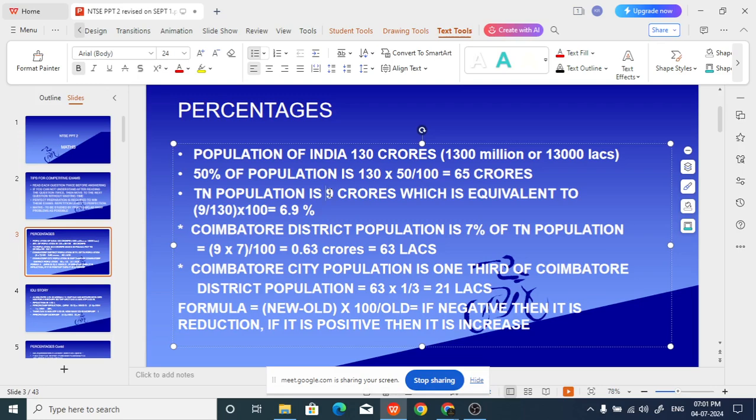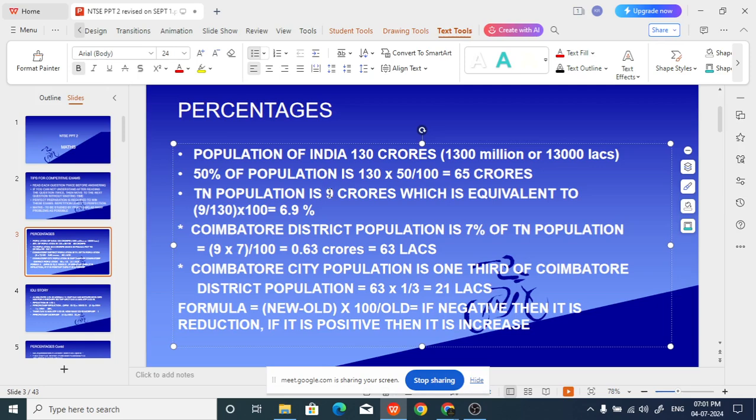Then next is Coimbatore district population is 7% of TN population. I live in Coimbatore, that is the reason I have taken this district population. What is TN population? 9 crore, Tamil Nadu, sir. So 9 into 7 divided by 100, that is equal to 0.63 crores, that is equal to 63 lakhs. Is it correct? 9 into 7 is 63, divided by 100, 0.63 crores, equal to 63 lakhs. Am I correct? Yes, sir.